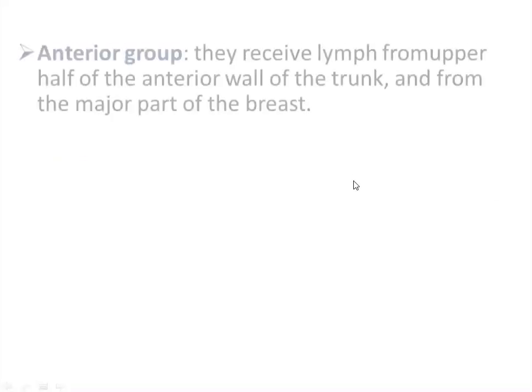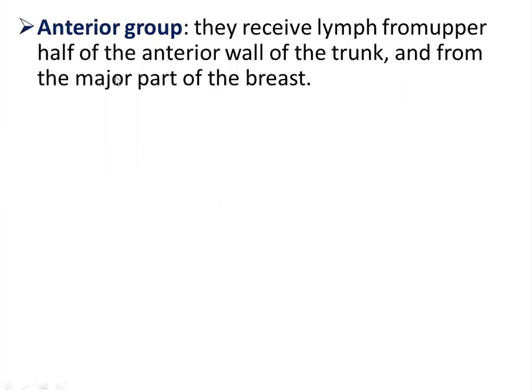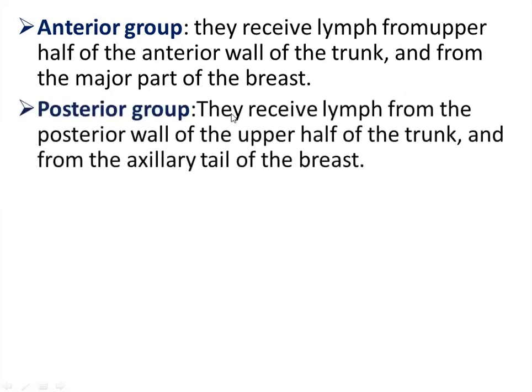Then we will see each group's drainage. The anterior group receives the lymph from the upper half of the anterior wall of the trunk and from the major part of the breast, right? Then the posterior group receives the lymph from the posterior wall of the upper half of the trunk and the axillary tail of the breast.